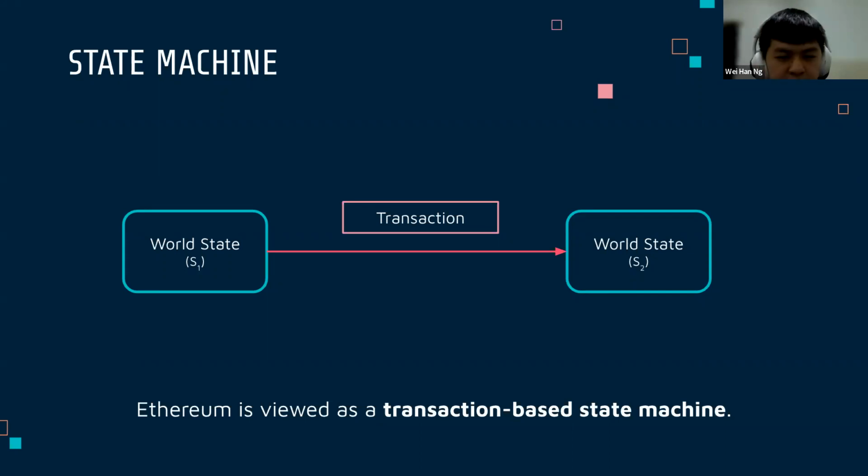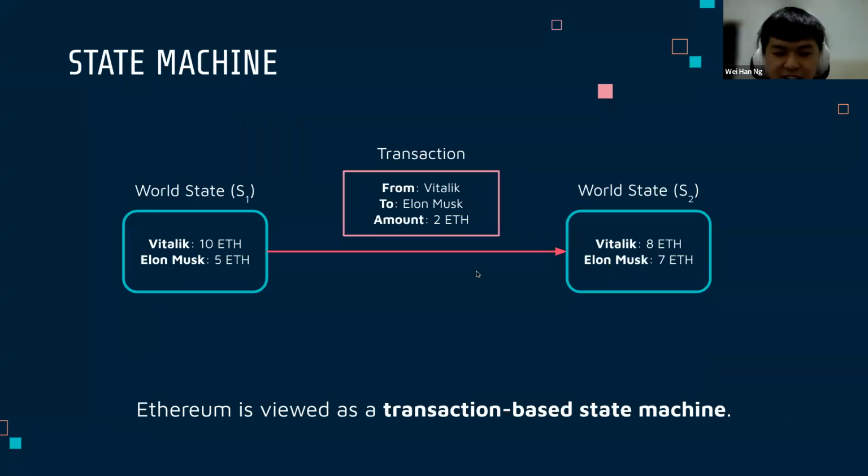And you can see there's an arrow here that transitions from the first world state to the second world state. So in order to transition from one form of world state or one form of database to another form of database, you have a transaction to facilitate this change, right? So to give a more concrete example, let's say in this world state, like what I said, it's just a database that stores certain data.